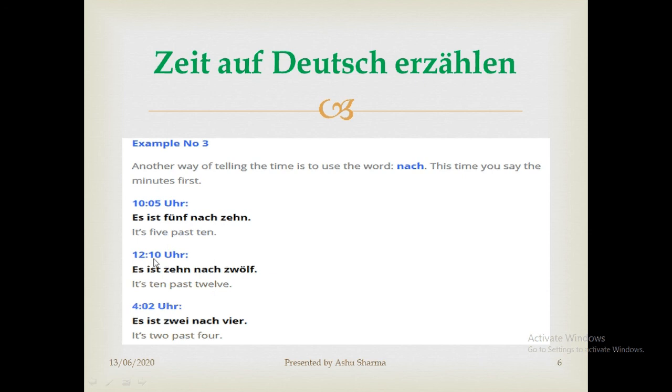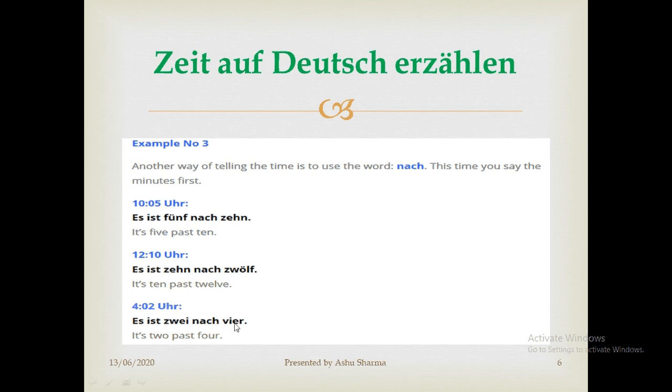Suppose we have 10 past 12. Ten comes first, followed by nach, and then twelve. It speaks like: es ist zehn nach zwölf. Now come to the next one, 2 past 4. So it's es ist zwei nach vier. The 2 minutes come first, then nach, then vier.